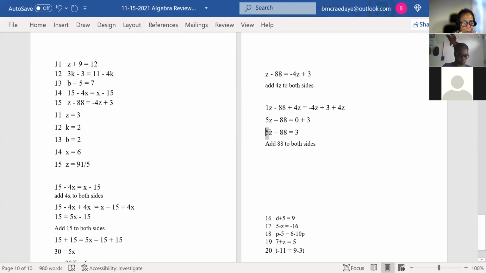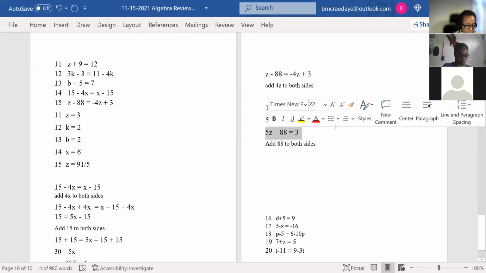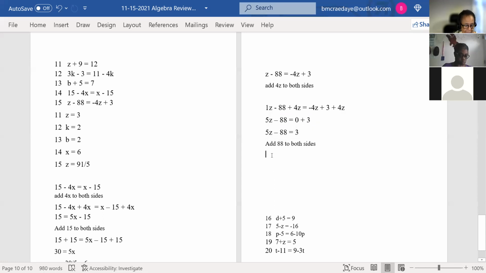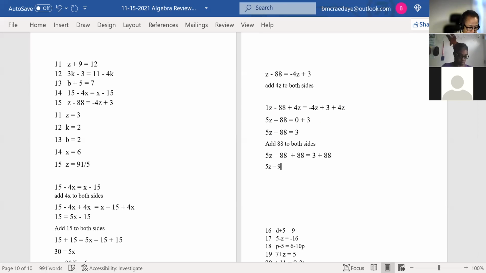All right. So we would add the 88 to both sides. Minus 88 plus 88, add 88 on the right side. Now minus 88 plus 88 is 0. So I'll have left just 5Z, and 88 plus 3 is 91. Now, Maureen, what's my next step? How do I solve for Z?